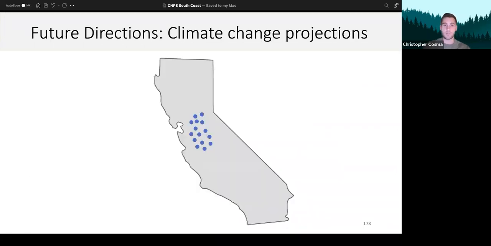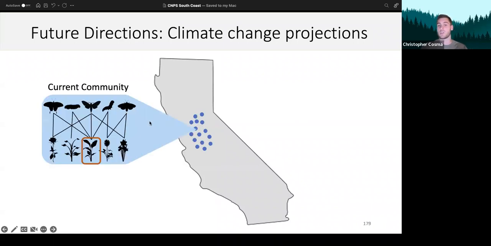And so briefly, what I want to do with this data set in the future here is look at climate change predictions. And so all of these local networks right now are based on the current range of these species. And so these blue dots maybe represent the current community and range in a certain location in California. So we have our current community.